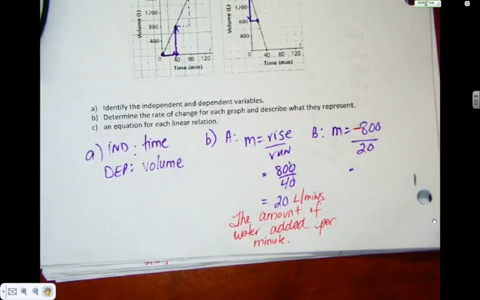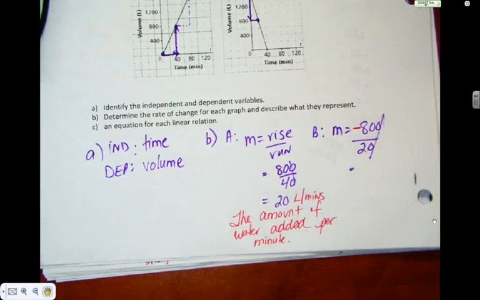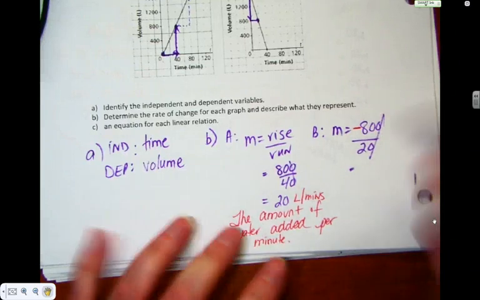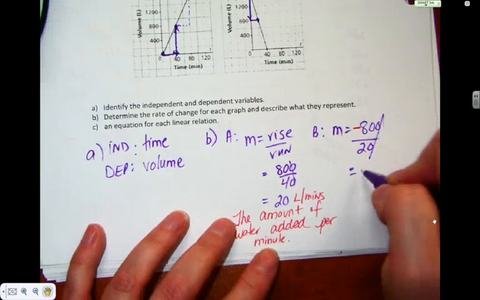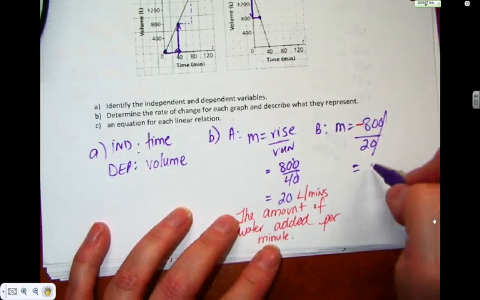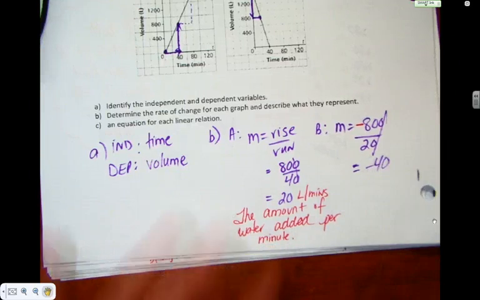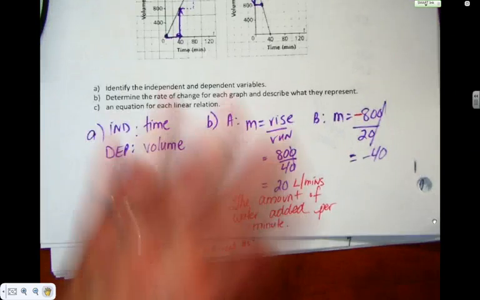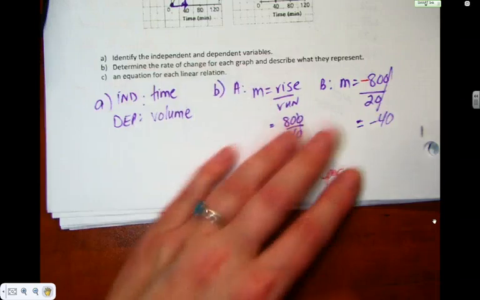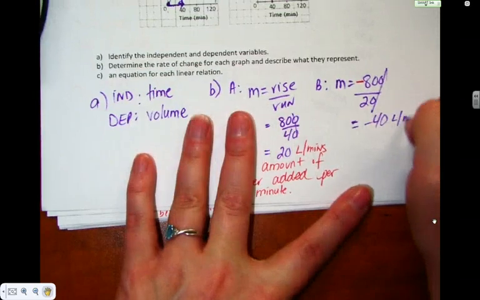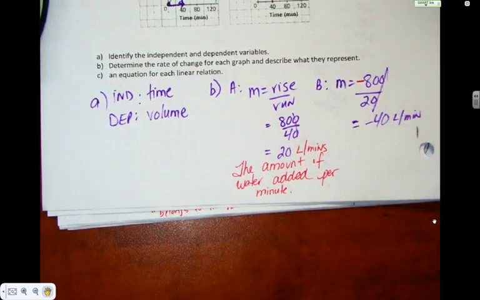Is that confirmed? Okay, can we reduce? Okay, zeros are going to go, and then what's negative 80 divided by 2? Negative 40. What are the units? Liters per minute. What does the negative mean? Why is it negative? Because the volume is going down.